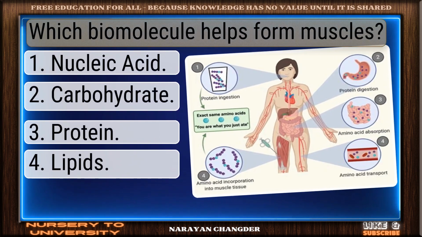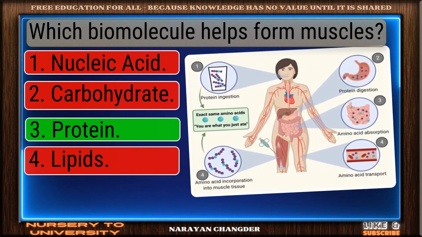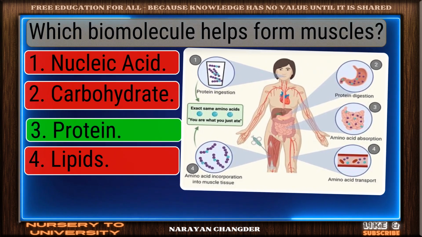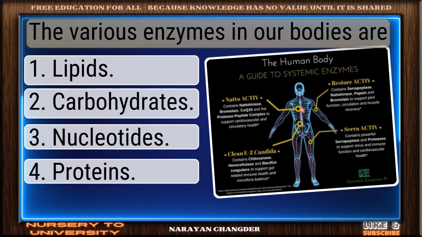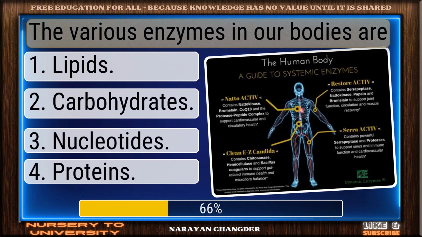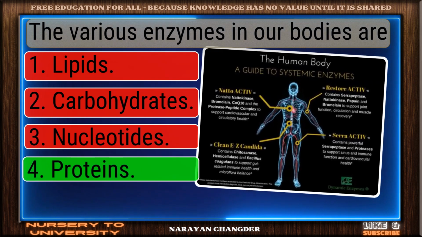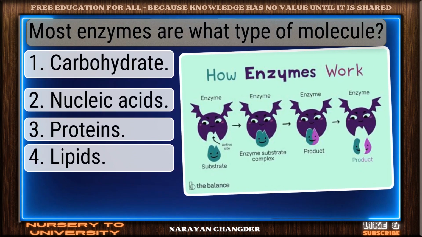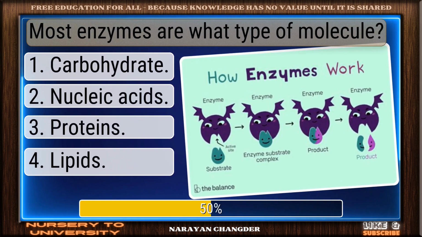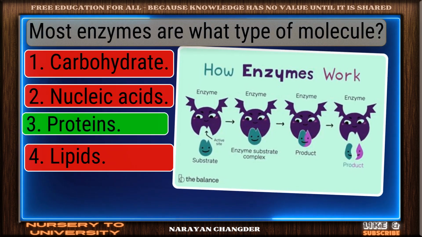Which biomolecule helps form muscles? Right again. Protein is valid. The various enzymes in our bodies are. Bravo. Proteins is the answer. Most enzymes are what type of molecule? Sharp thinking. Proteins is right.